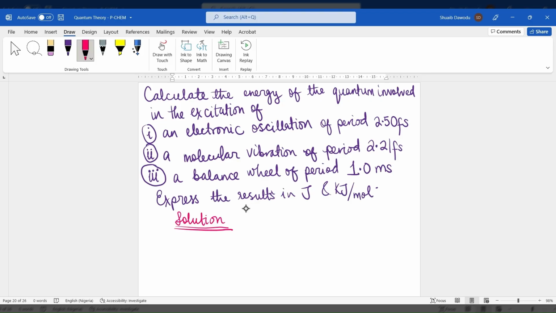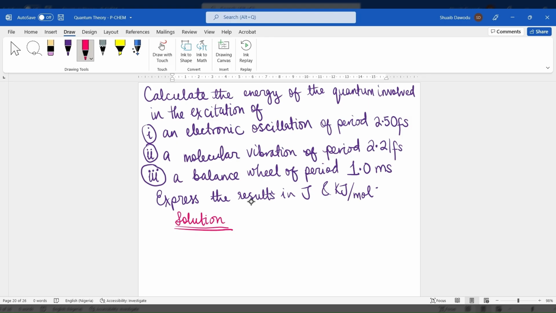Today we're going to be working on the question on the screen that says: calculate the energy of the quantum involved in the excitation of an electronic oscillation of period 2.50 fs. Then number 2, a molecular vibration of period 2.21 fs, and number 3, a balance wheel of period 1.0 ms.